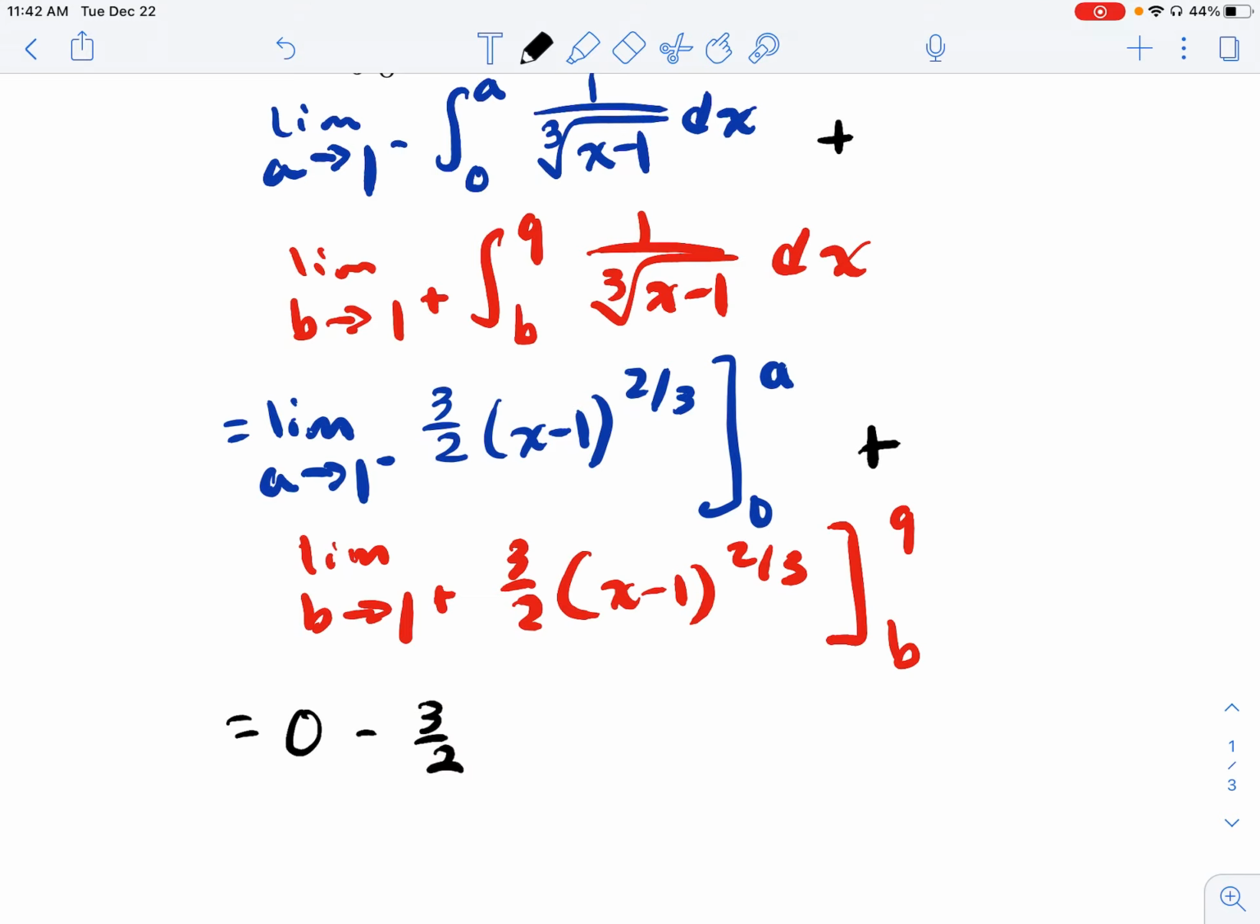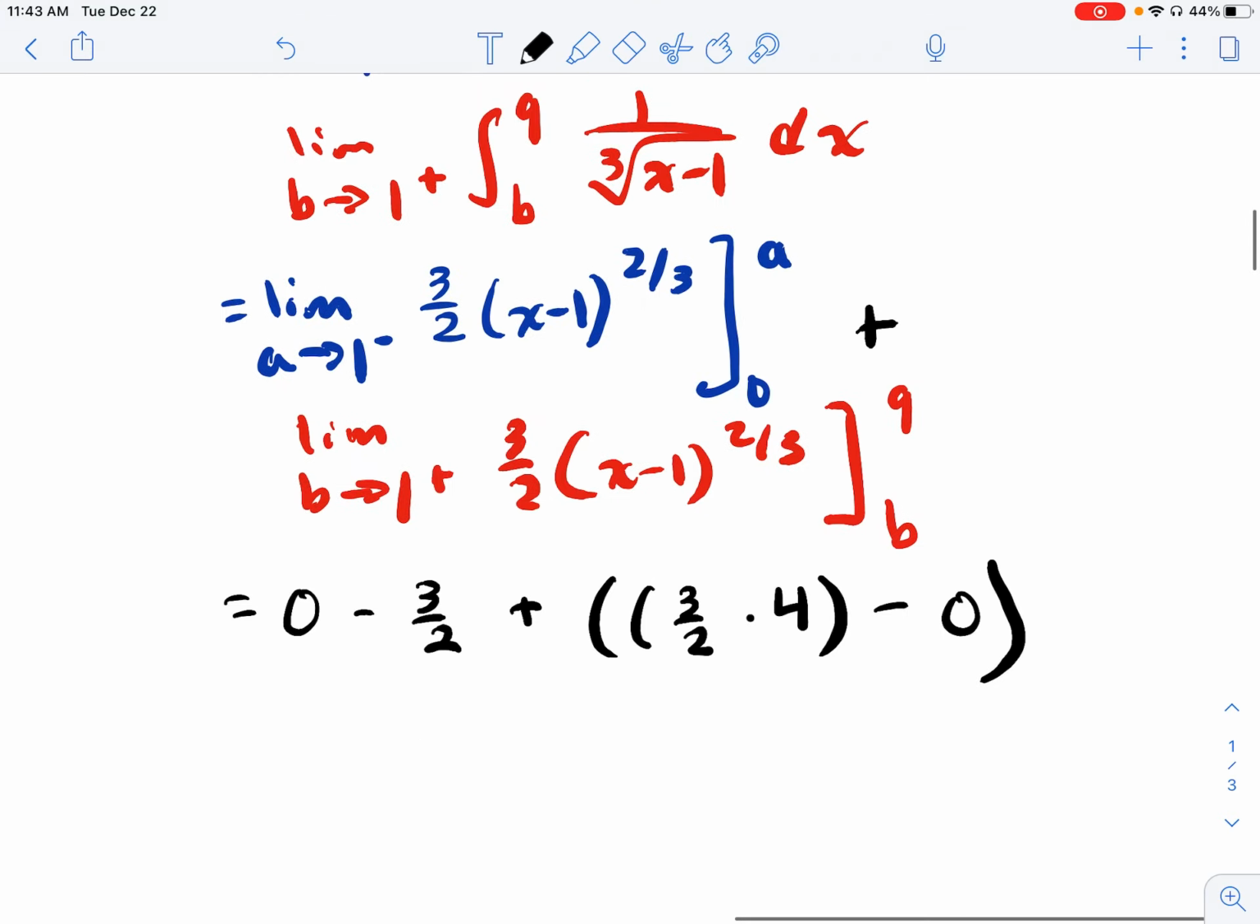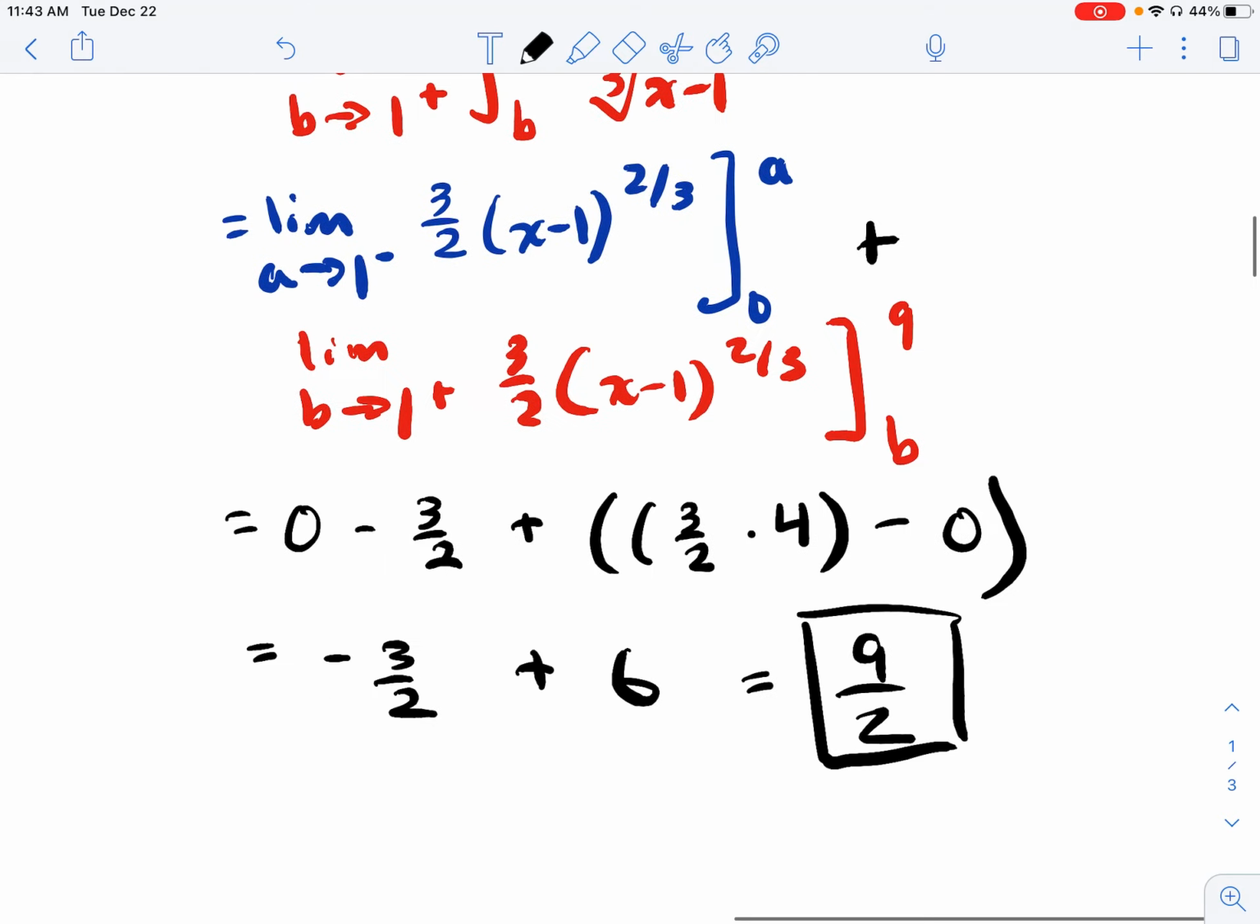And then plus, over here, we've got 3 halves times, let's see, that would be 4 minus 0. And again, that 0 comes from us finding the limit of this entire function here. As we approach 1 from the right side, everything would just be 0. And so we can just say this is negative 3 halves plus 6, which would then be 12 minus 3. That's 9 halves. So there's our integral, right?